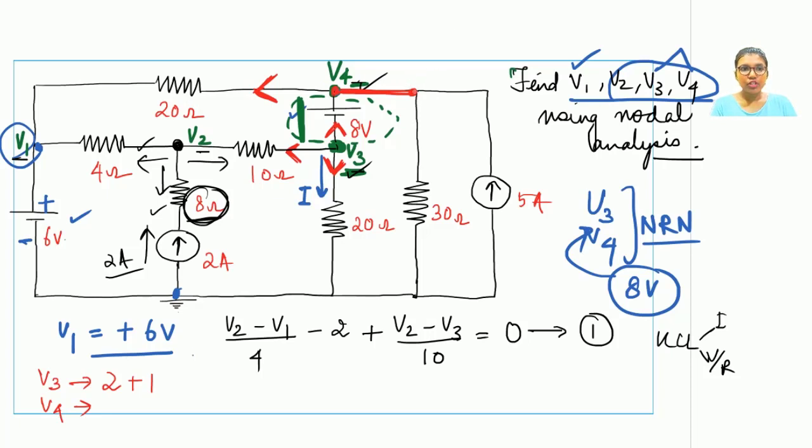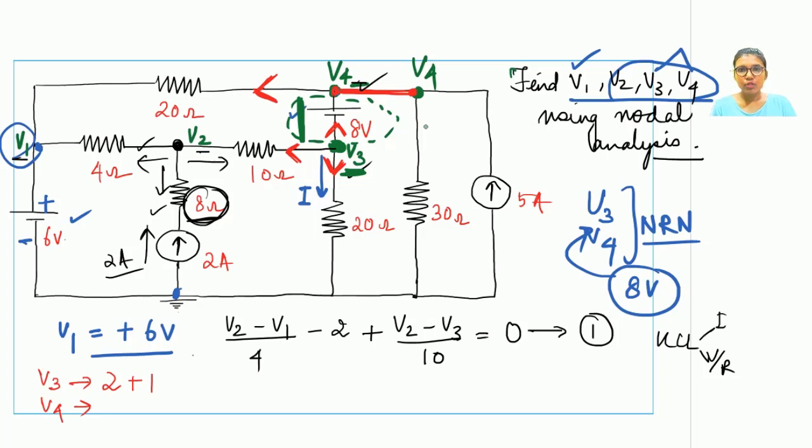And what is the potential at this node? It is again V4. Why? Because there is a short circuit path in between. So how can you write a KCL equation connecting the same nodes? You can write the KCL equation only when there is a flow of current, because KCL means it is a current law. There has to be a flow of current.